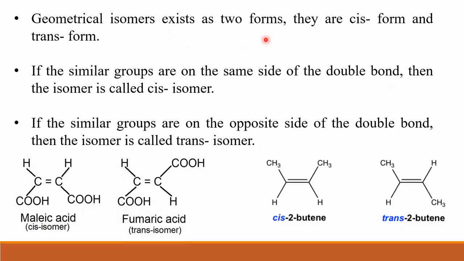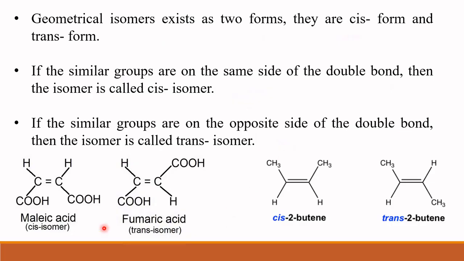Geometrical isomers exist in two forms. They are the cis form and the trans form. If the similar groups are on the same side of the double bond, then the isomer is called the cis isomer. If the similar groups are on opposite sides of the double bond, then the isomer is called the trans isomer.